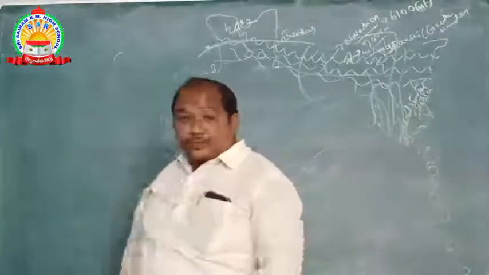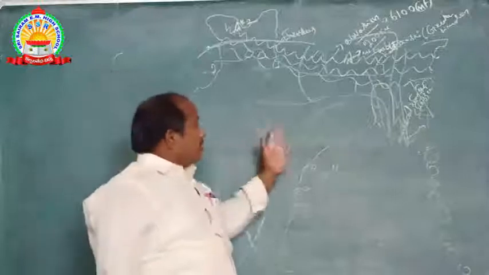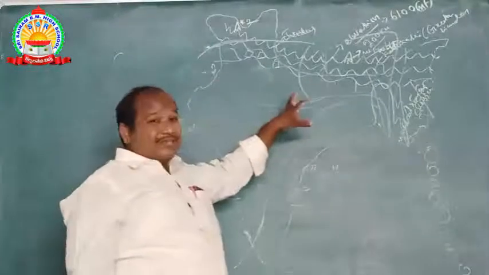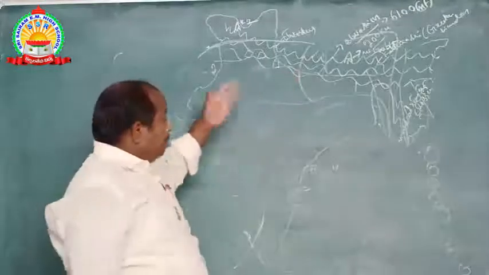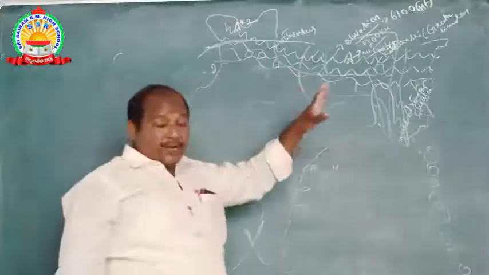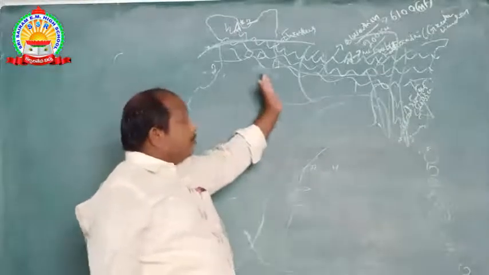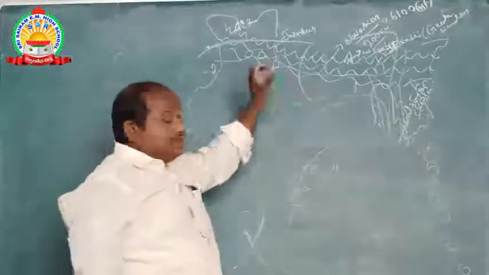By these rivers, water flows to almost all of northern India. It is possible to cultivate all types of crops in northern India completely. So another benefit of these ranges is that they are the source of perennial rivers.